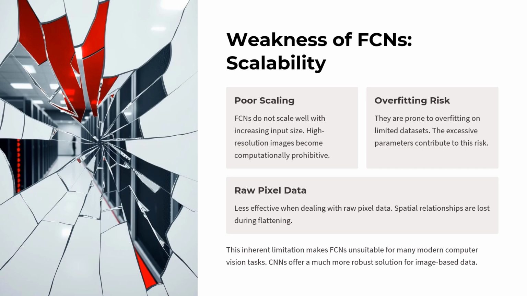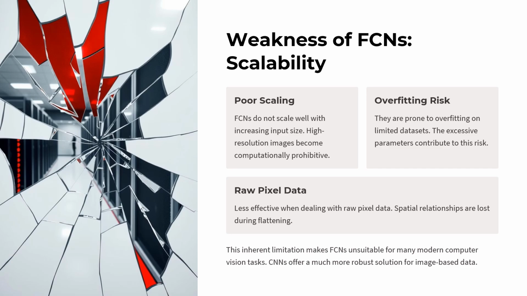Second one, overfitting risk. FCNs have many parameters, which increases the risk of overfitting, especially when training on small datasets. They tend to memorize the training data rather than generalizing. Third, raw pixel data issues. FCNs are less effective when processing raw pixel inputs. They flatten images, which destroys spatial relationships that are crucial for image understanding.